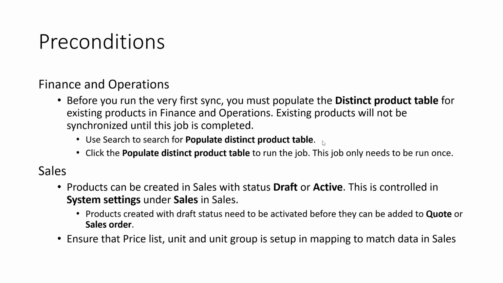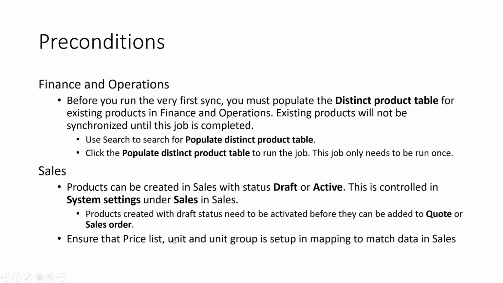Then in sales, when you create a new product, this is standard functionality in sales, you can create it either in draft or active mode. If you choose draft, it means that you cannot use the products automatically on a sales order without manually going in and activating it. You can also choose to set it up to be created automatically as active. So that's a choice for you to figure out what you want there.